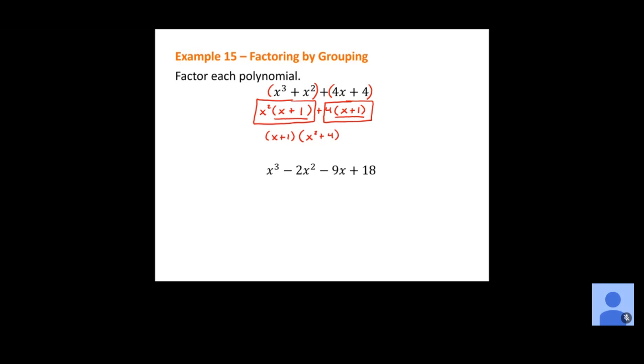We can't, right? X squared plus 4 is a sum of squares. Remember yesterday we said we cannot factor that any further. So this right here is the final answer. That is now completely factored.